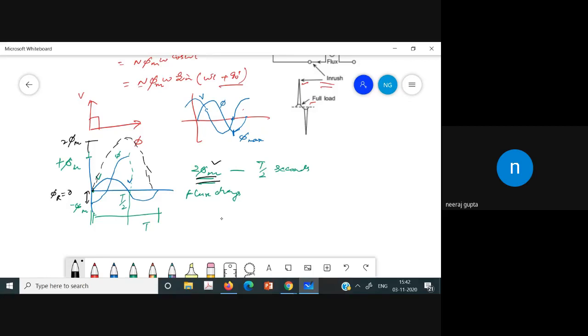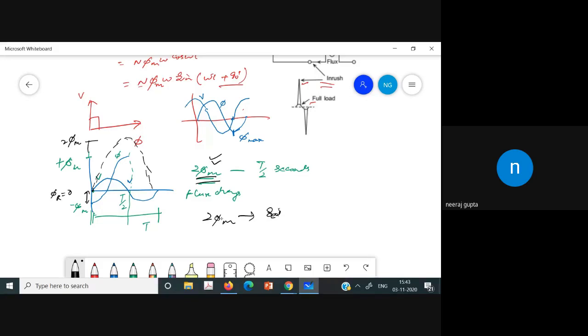This voltage is there. We start here, and the rate of change of the flux remains the same, and it covers 2 phi m in T by 2. Also, one more point: the transformer operates near the knee of the saturation curve. A flux demand of 2 phi m drives the transformer deep into the saturation region.